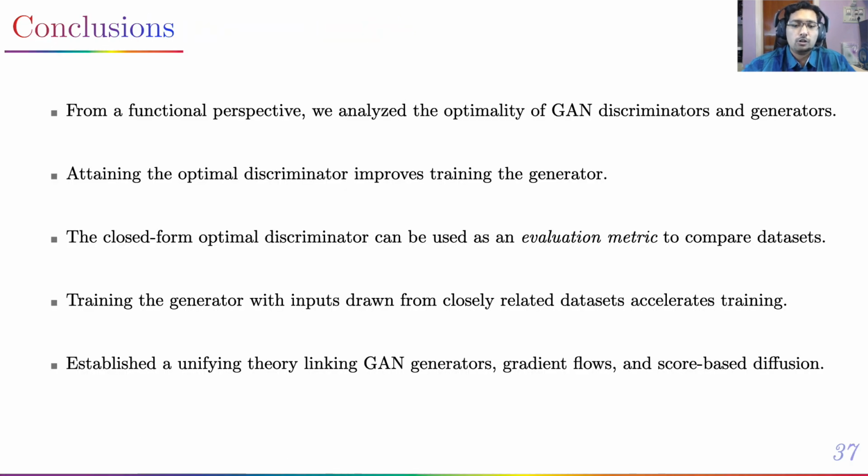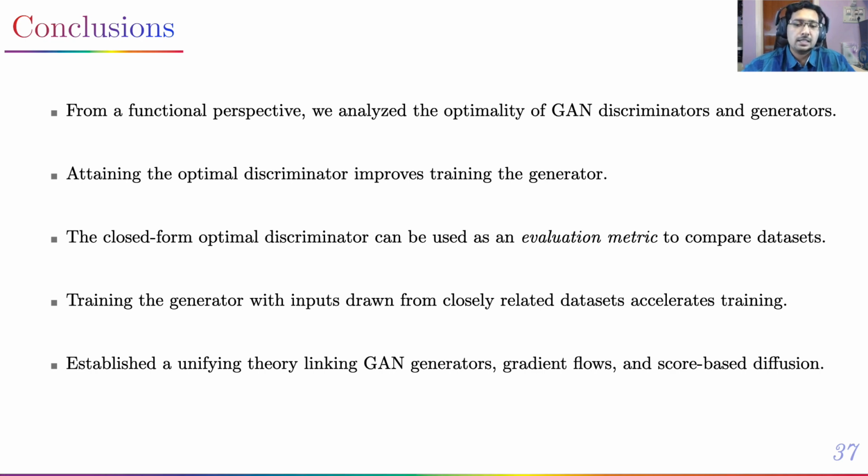To summarize, across this talk, we analyzed GAN optimization from a functional calculus standpoint and derived optimality conditions on the GAN discriminator and generator. A novel distance function built atop the optimal discriminator serves to improve GAN generator training by identifying superior choices of input to the generator.